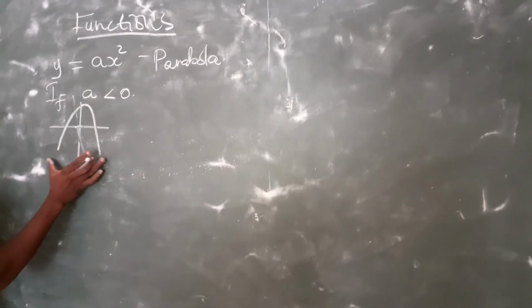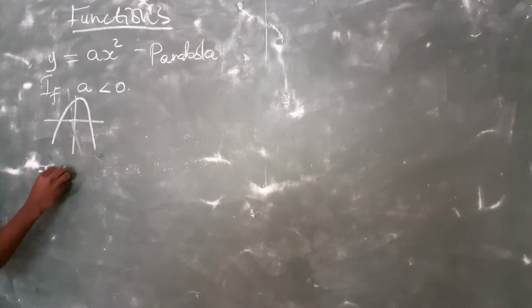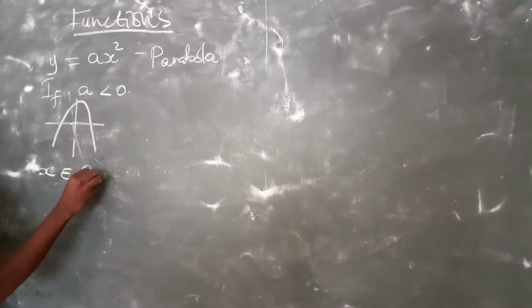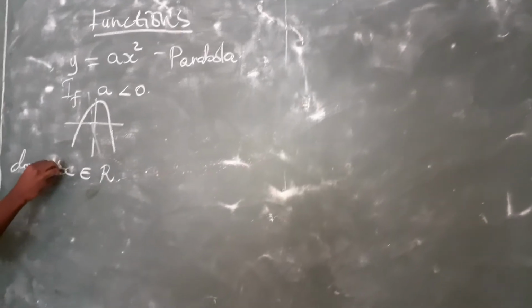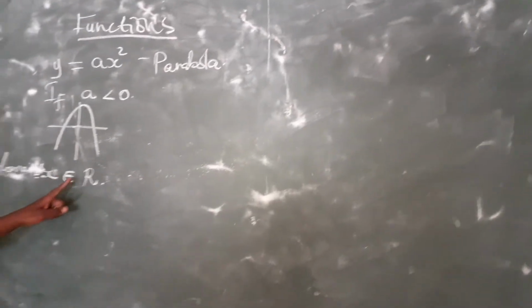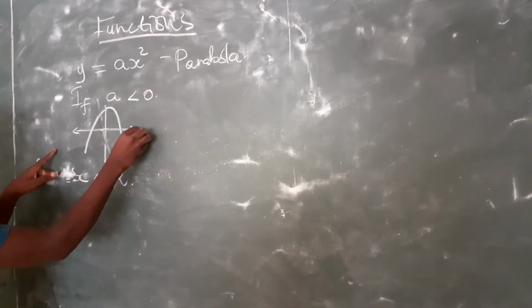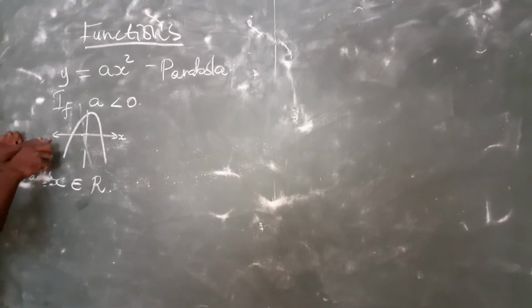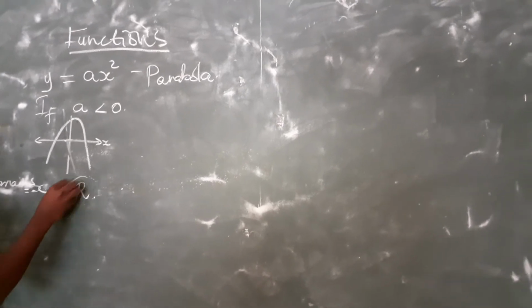It means my domain is the x values of this graph. Therefore, my domain will be x is an element of real numbers. These are my domains. Why am I saying x is an element of real numbers? In this graph, here are my x values. What I see is that I go from negative x values to positive x values. It means they are all real numbers.